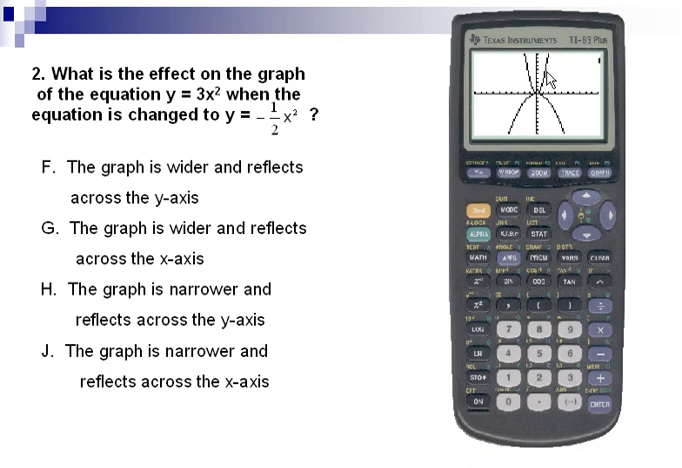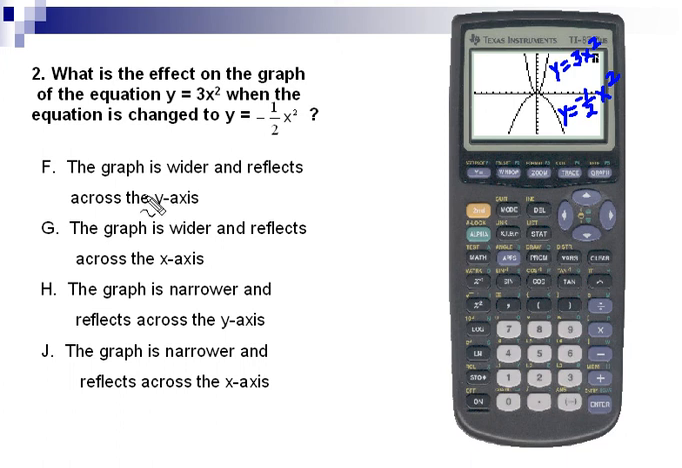The first graph is y equals 3x squared. The second graph is y equals negative 1/2 x squared. Since there are only 2 equations here, it's easy to remember which is which. So we're going to just label these on the calculator. Now let's read our answer choices. In F, it says the graph is wider and reflects across the y-axis.